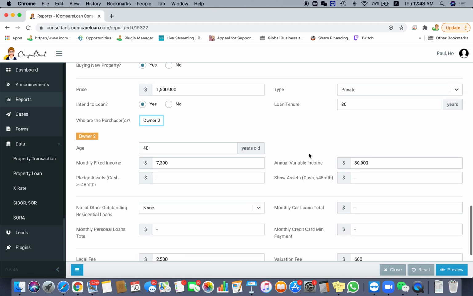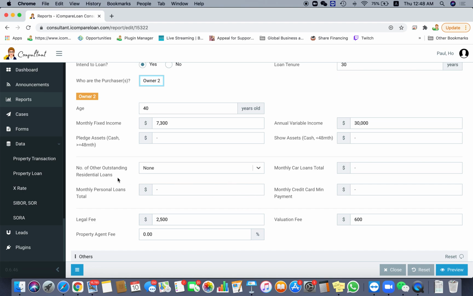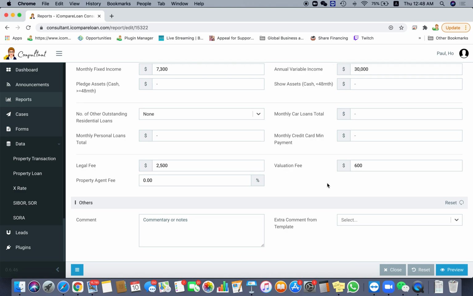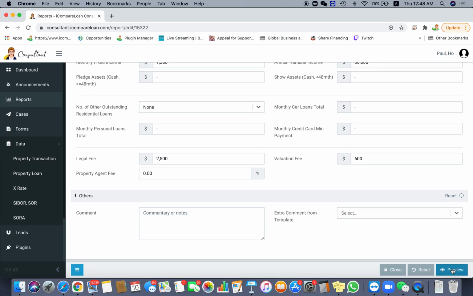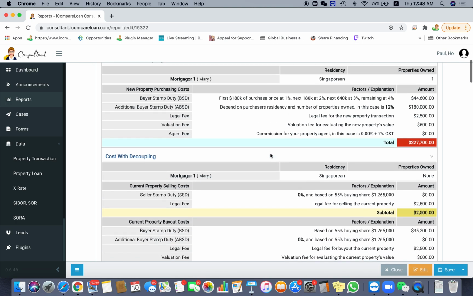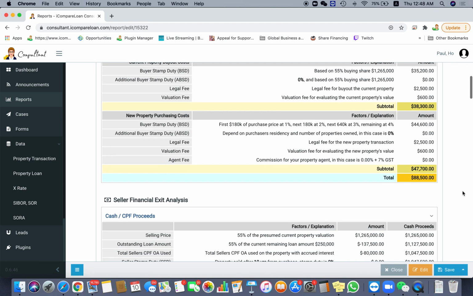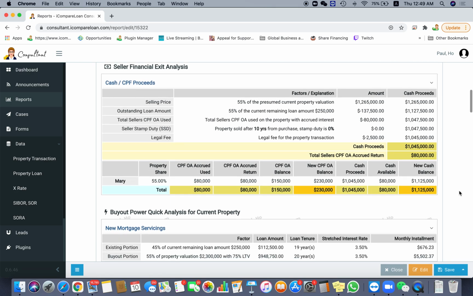The owner two, show assets, personal liabilities, right? Outstanding loans, monthly car loan, and so on and so forth. Then once you've done that, you will go to preview again, and then you have all this information updated and uploaded, right? In this case, we have a quick look at the information, which is cost of decoupling, the cost and the sales is the same.